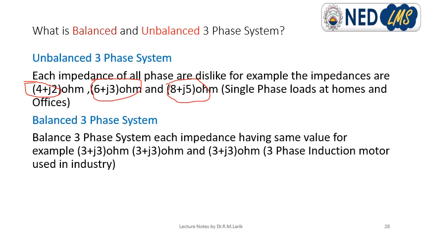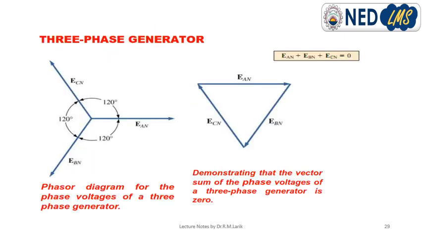So let's move to the three-phase generator. These are the vector diagrams, as we discussed earlier. All three phases are 120 degrees apart from each other. Phase A is 120 degrees apart from phase B, and phase B is 120 degrees apart from phase C, and phase C is 240 degrees apart from phase A. So in a balanced system, the sum of all the phase voltages, that is EAN, EBN, ECN, equals 0.